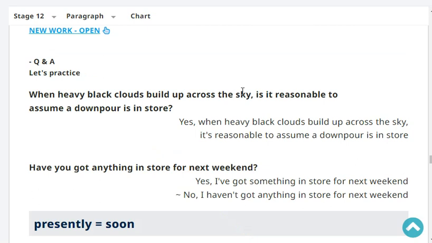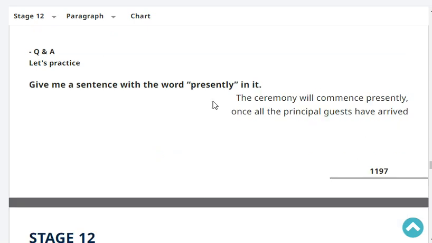Have you got anything in store for next weekend? Yes or no? Like a gig or somewhere to go or an outing? Yes, I've got something in store for next weekend. Very good.